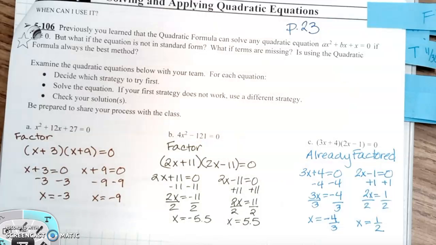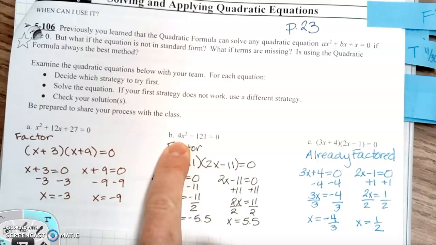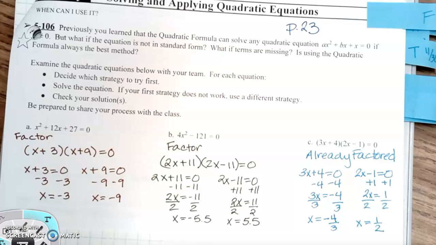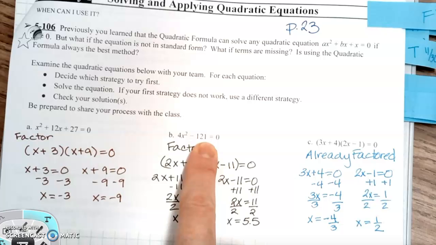Equation B, we have 4x squared minus 121 equals 0. Again, this is in standard form. And again, you could use the quadratic formula, but this one is going to be easier to factor. How do I know? Because the first term is a perfect square, and the second term is a perfect square. This one is actually a very special pattern called difference of squares, okay? Meaning a perfect square is being subtracted from a perfect square.